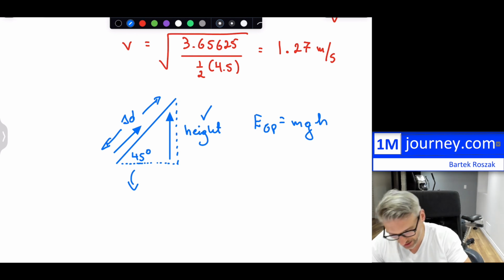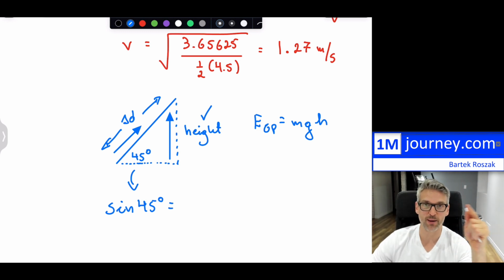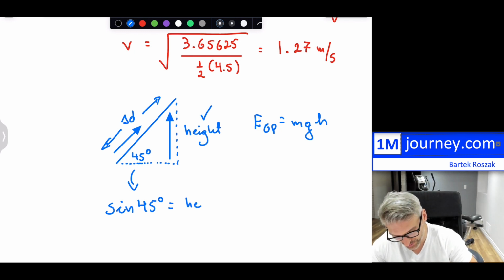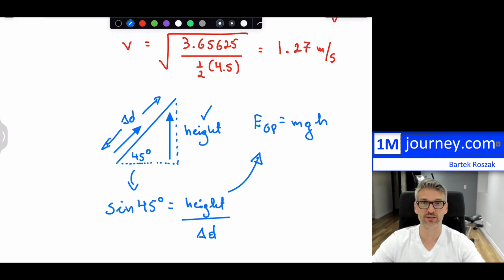From that angle, we know that this is going to be sine of the angle, which is 45 degrees. And that is why I'm picking sine, because it's opposite over hypotenuse, right? I will know what the opposite is, which is the height, the total height up. And I will find that through right there. And then I can find out what the delta D is just by rearranging this.